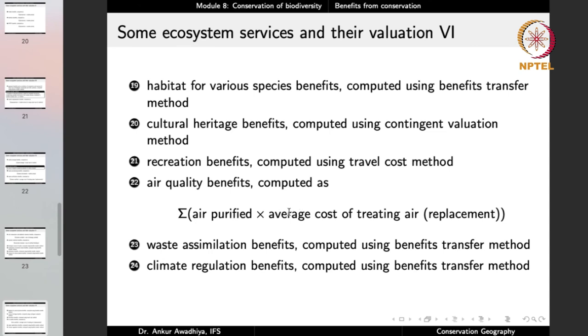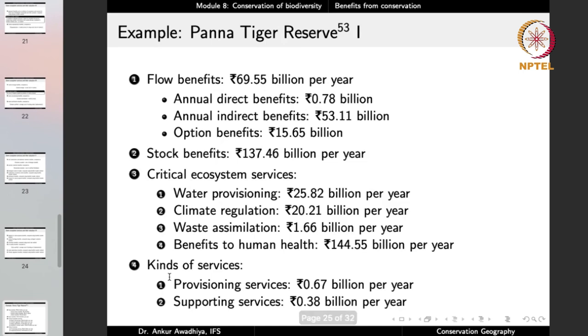Air quality benefits can be computed using the amount of air that is purified multiplied by the average cost of treating air, say by using air purifiers. Waste assimilation benefits and climate regulation benefits can be computed using the benefits transfer method.